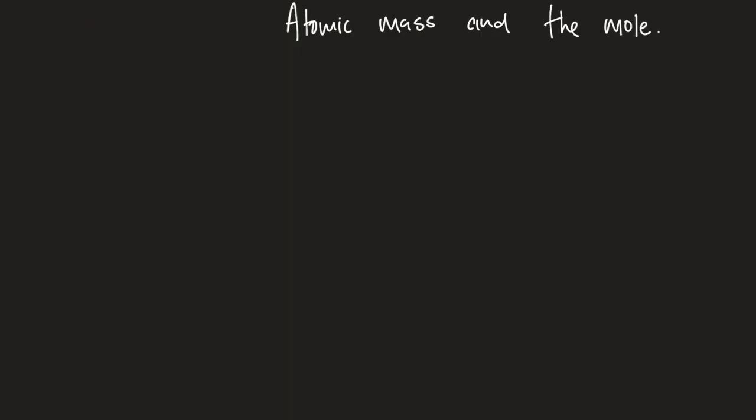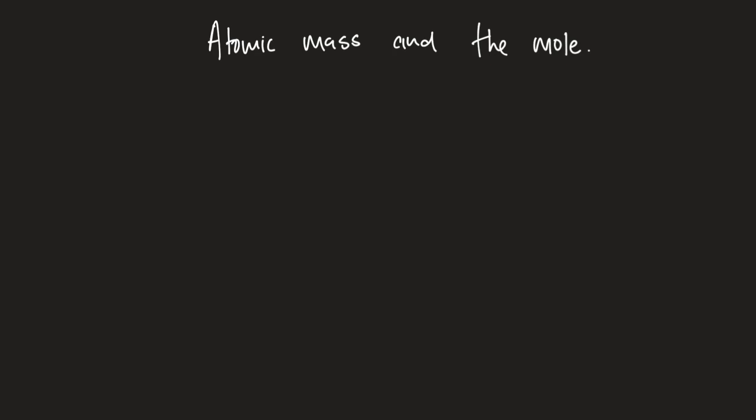So the first thing we're going to look at is atomic mass and the mole. Now, an equation for a chemical reaction can provide us with lots of useful information. So let's say I had, for example, iron plus sulfur, and that gives me iron sulfide. So I've got iron here, and I've got sulfur, and I've got iron sulfide. Just going to leave a little space there so we can have a look here.